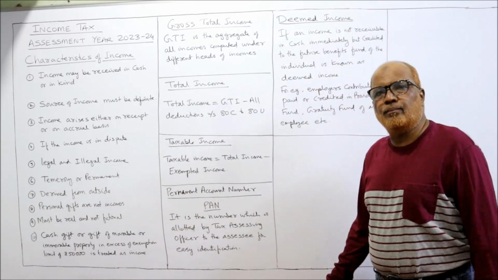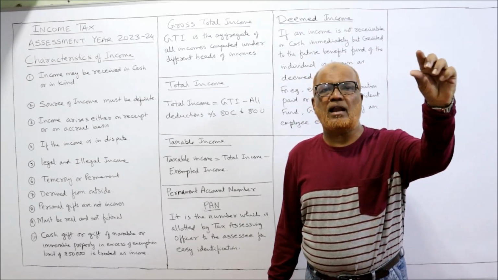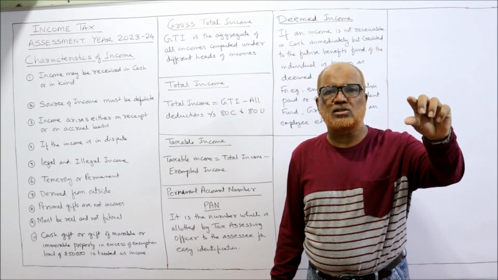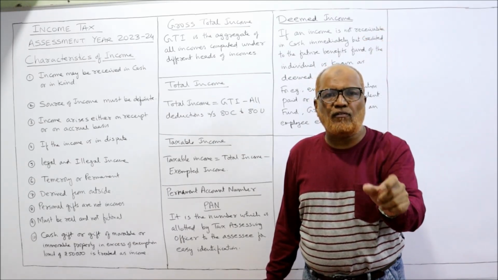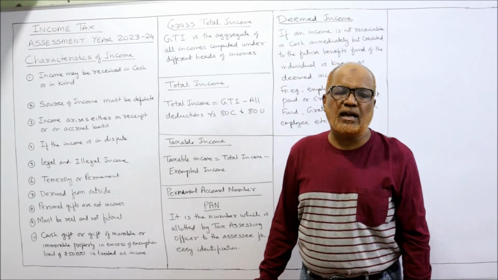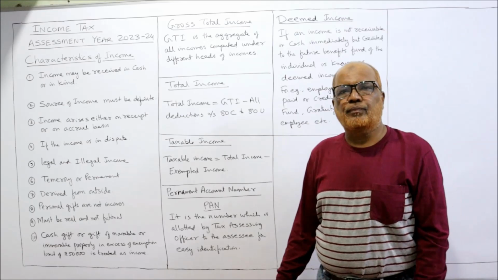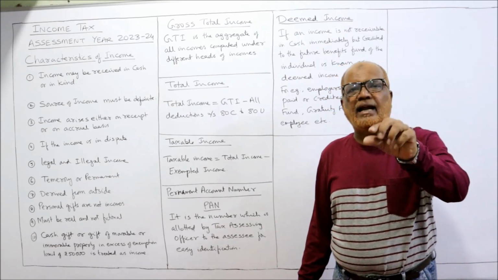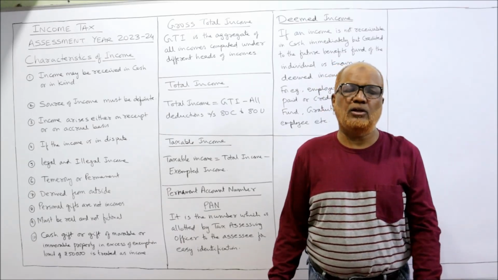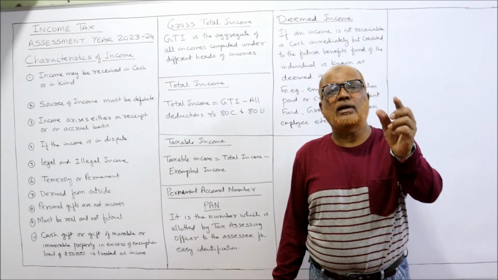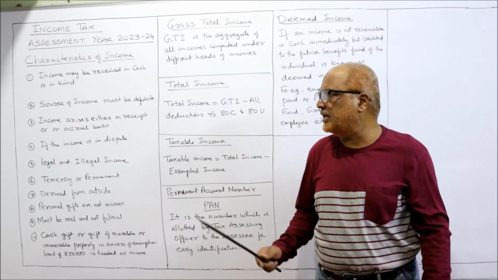Next is gross total income. The total aggregate of all heads of income: income from salary, income from house property, profits and gains of business or profession, capital gain, and other sources. If you take the total of all the individual incomes, the aggregate of all individual incomes, it is called gross total income. Total income: when deductions under section 80C to 80U are made from GTI, you will get total income. Simply, total income is equal to gross total income minus all deductions under section 80C to 80U.